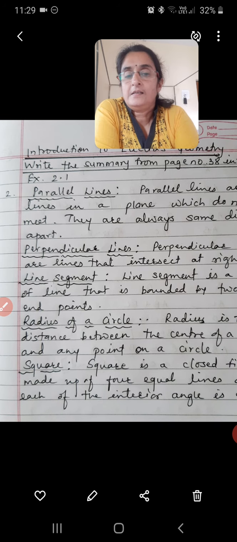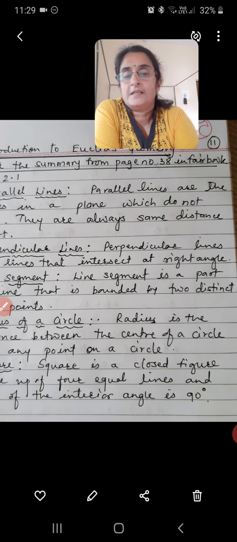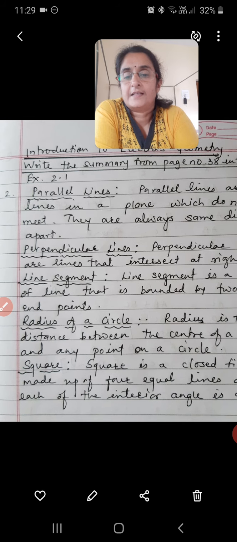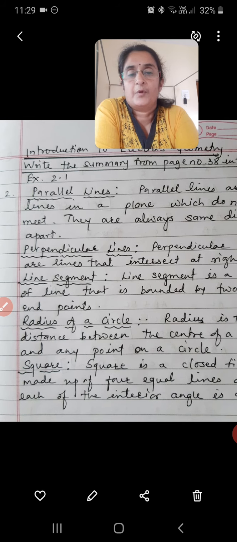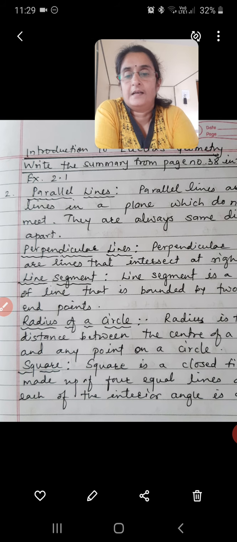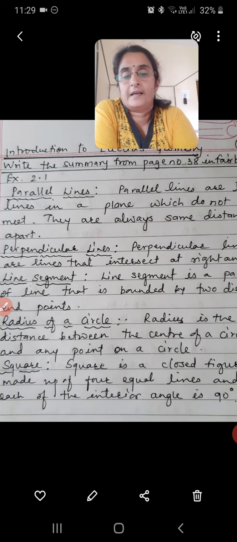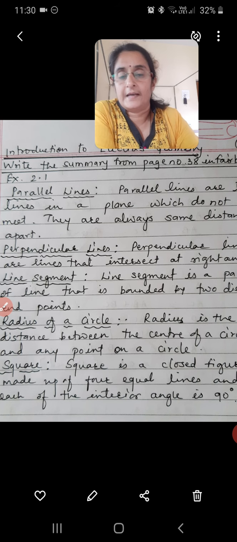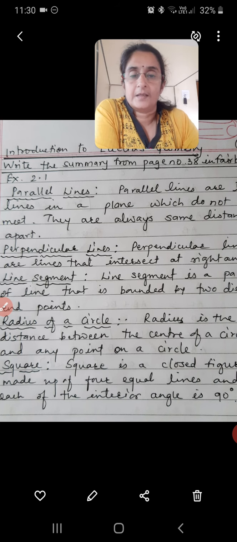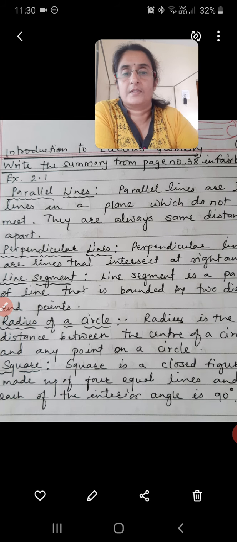Radius of a circle. Radius of a circle is the distance between the center of a circle and any point on a circle. Next, square. Square is a closed figure made up of 4 line segments and each of the interior angles is 90 degrees. All these you have learnt earlier. So write them down in the book, write the summary without fail, and then we'll go to the next 2 questions, that is question 4 and question 6. We are going to do them only.